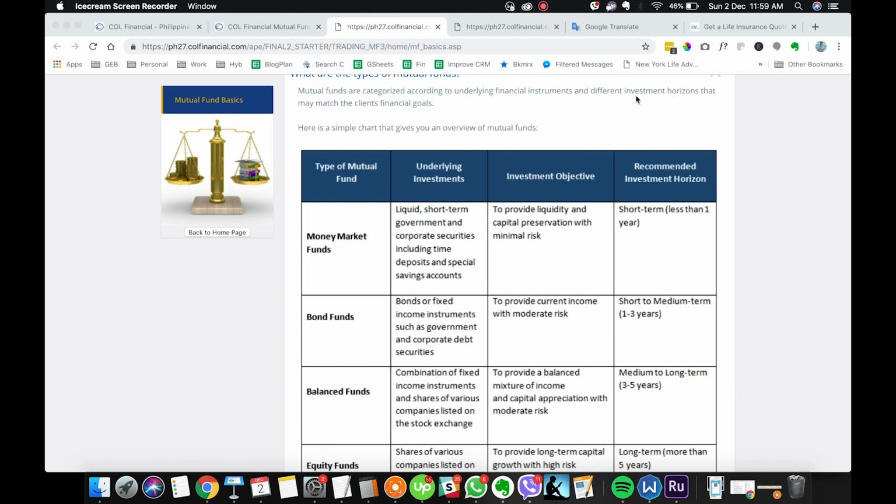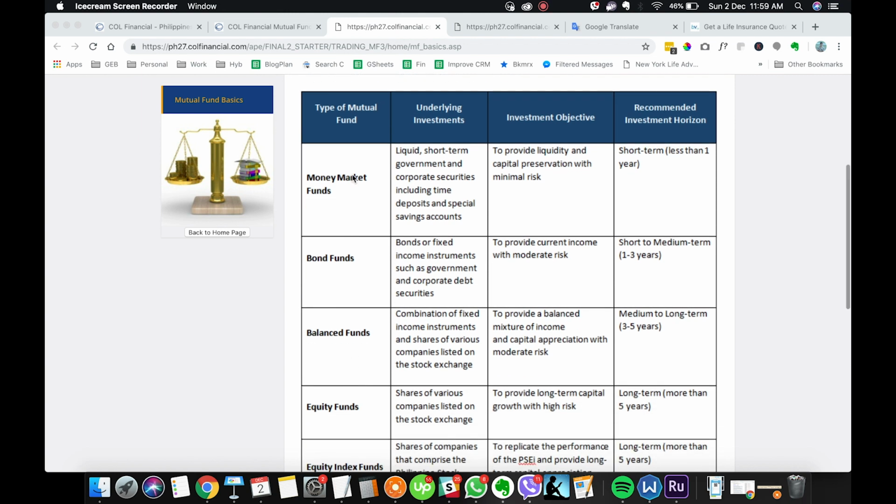So here is a simple chart that might help you. Type of mutual fund: here are money market funds and bond funds. I would say that these two are a little bit similar. Short term, meaning you would need the money in not less than a year or 1 to 3 years. So this is ideal for those who want just to preserve their capital.